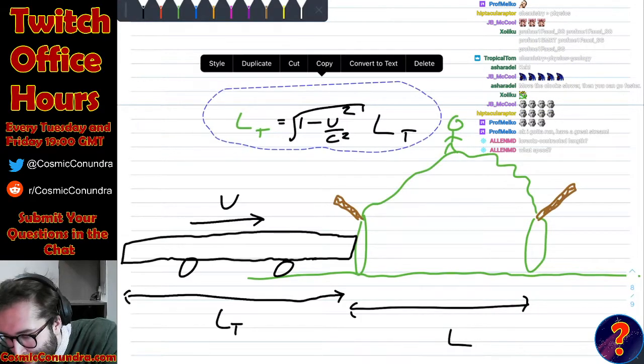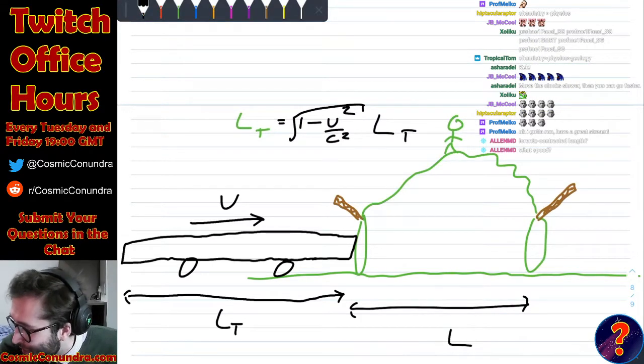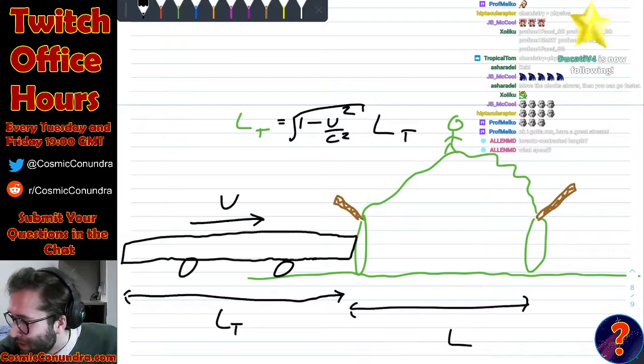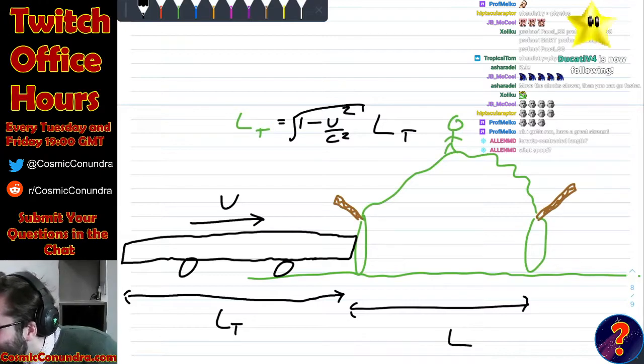So from the green man's perspective, if the train is moving fast enough, it can actually make it through the tunnel without being chopped into parts.